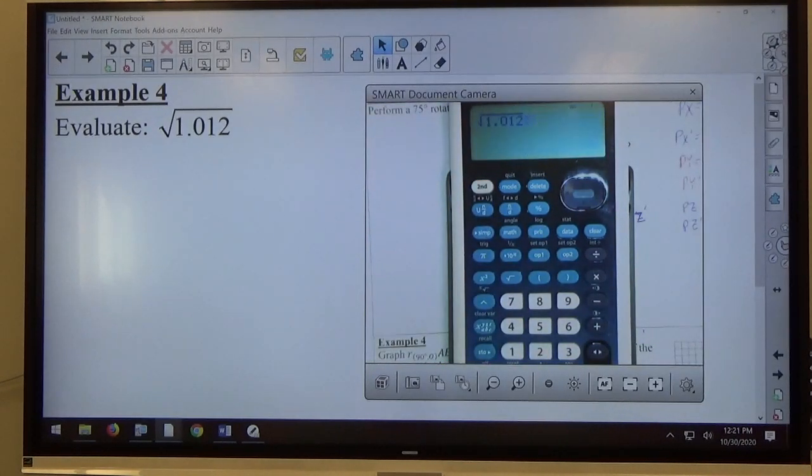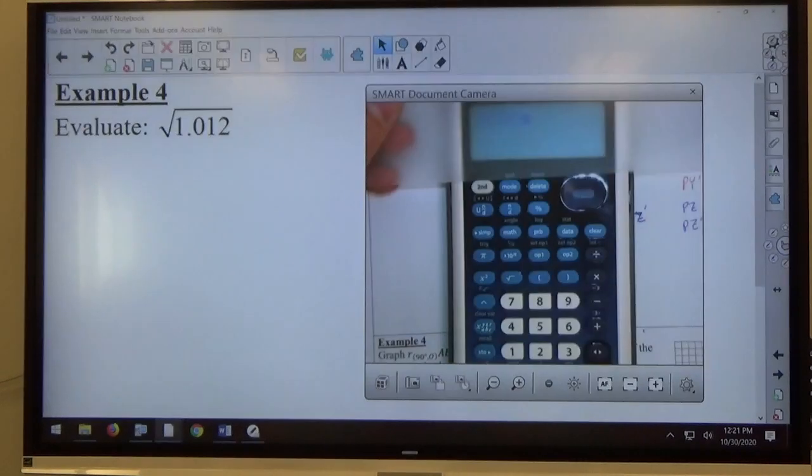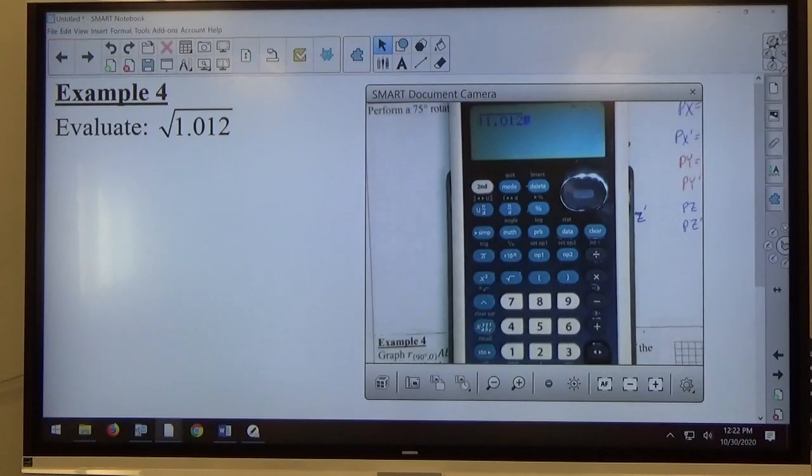I don't know if I can turn this light on, if it glares or not. Is it glaring? I can de-glare it like this, but can you even see it now? No. So I guess you can see it maybe better, I don't know.